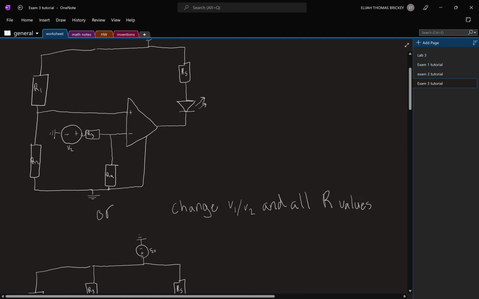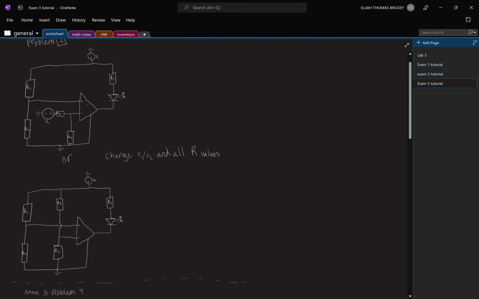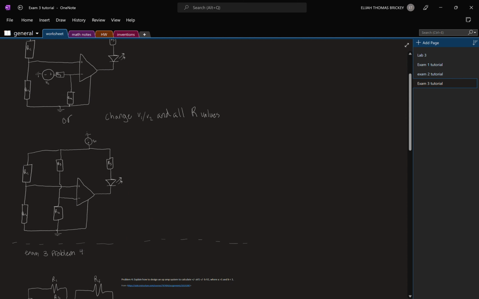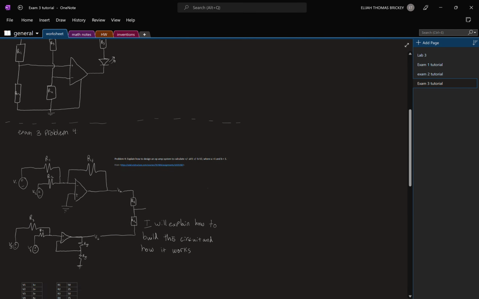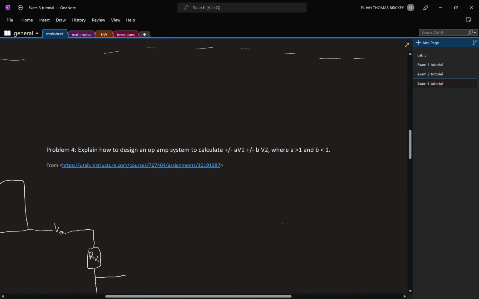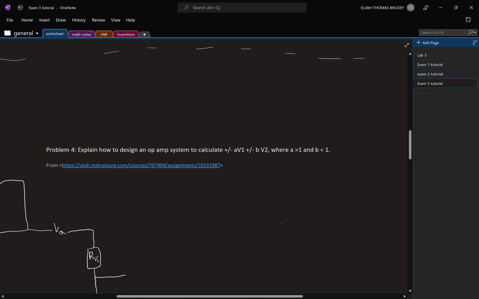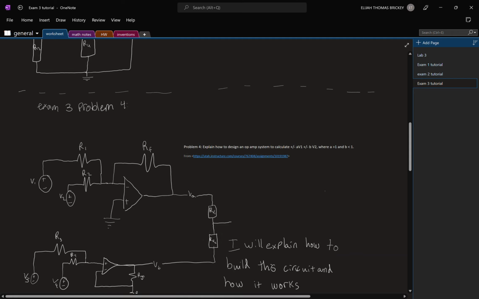Problem 2 was originally, I was going to make a time-controlled switch using a comparator, but I switched to problem 4, which was: explain how to design an op-amp system to calculate plus or minus A V1 plus or minus B V2, where A is less than 1 and B is greater than 1.